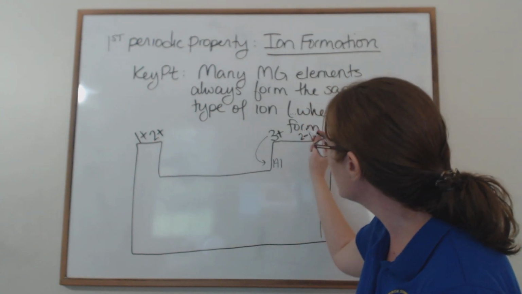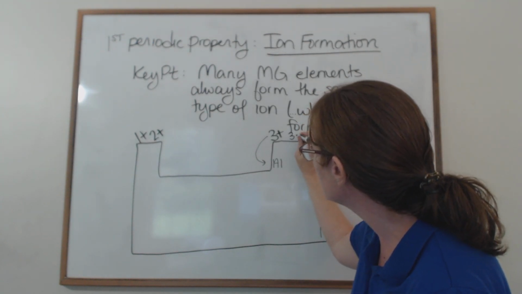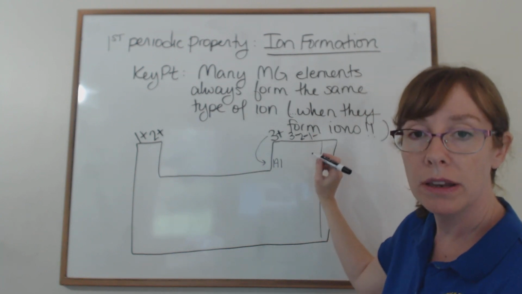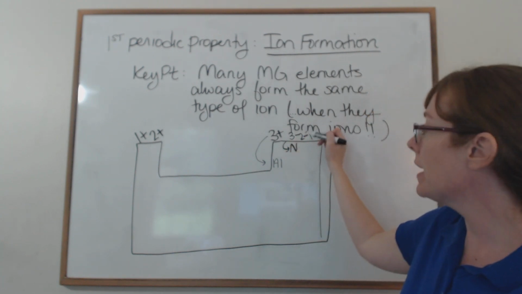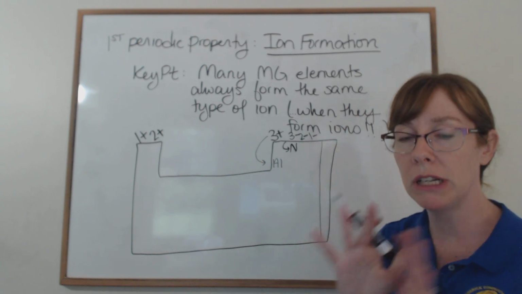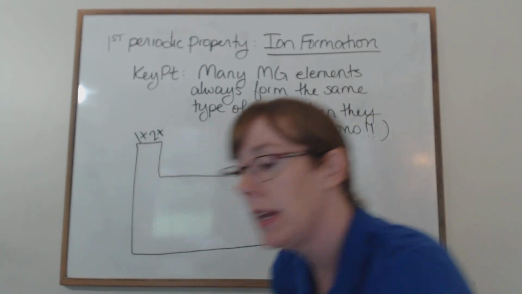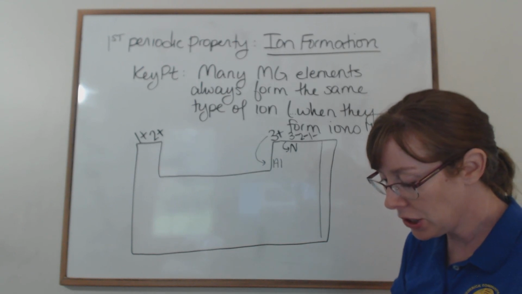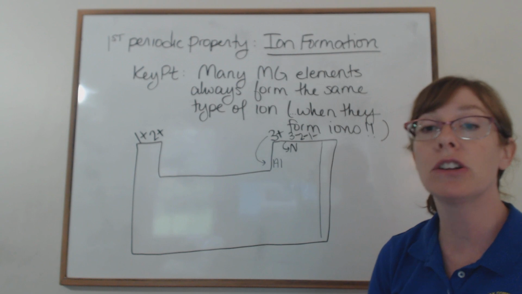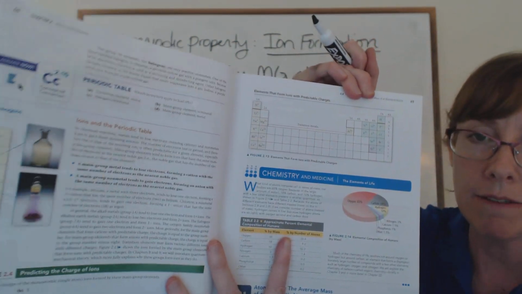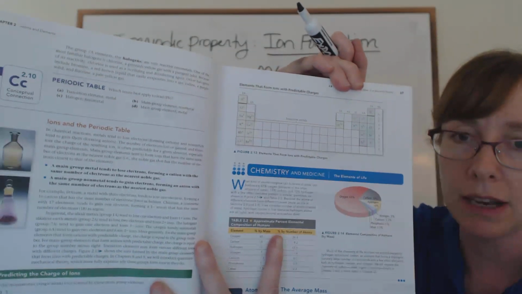And the next column in, the column with nitrogen, he's going to form a 3-. Now, the 3- really only applies to nitrogen reliably. So what I'm doing here, if you've got your book, I am essentially recreating Table 2, figure 2.13. That's a very important figure. Don't miss it in your readings.